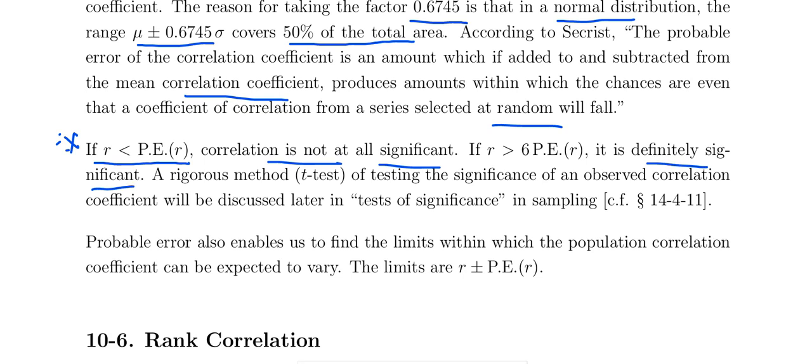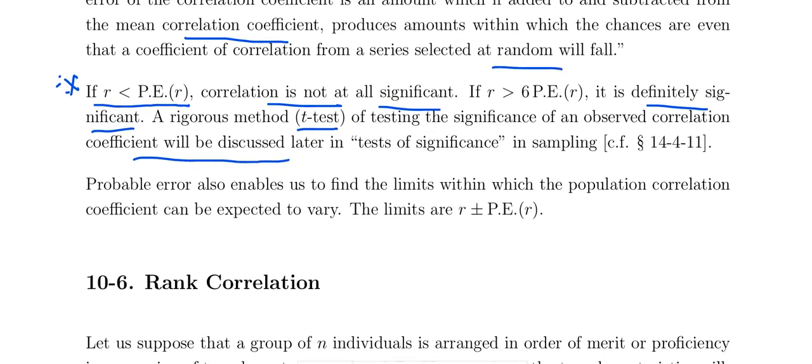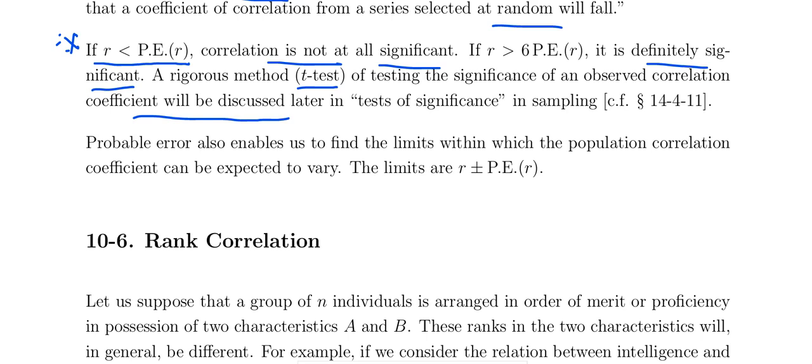The rigorous method of testing the significance of an observed correlation coefficient, the t-test, will be discussed later. The probable error also enables us to find the limits within which the population correlation coefficient can be expected to vary. The limits are r plus or minus the probable error. That is called the limits.